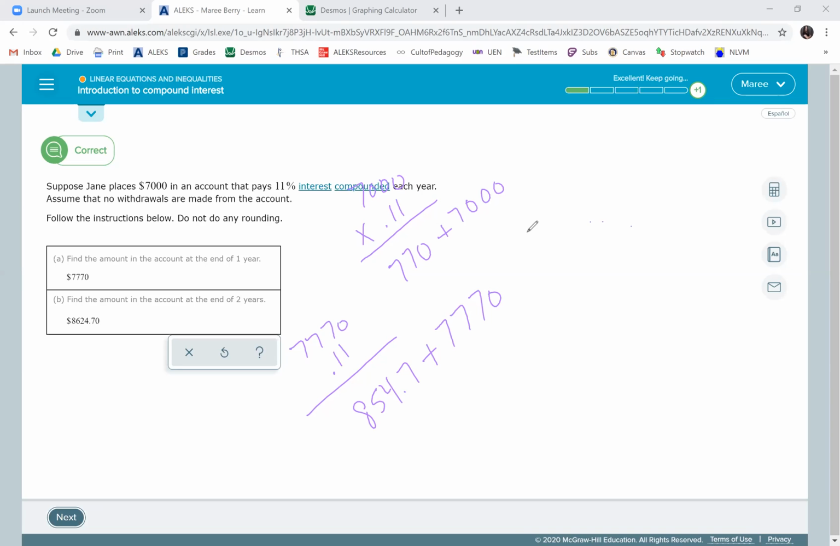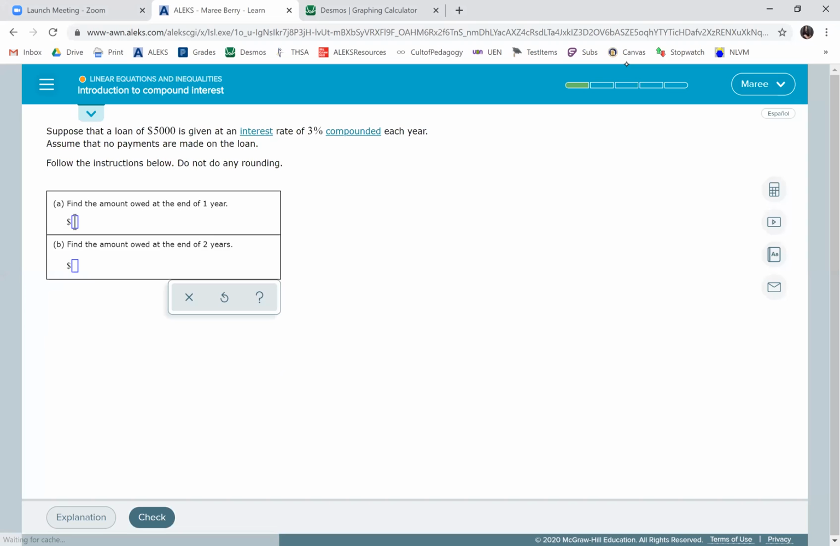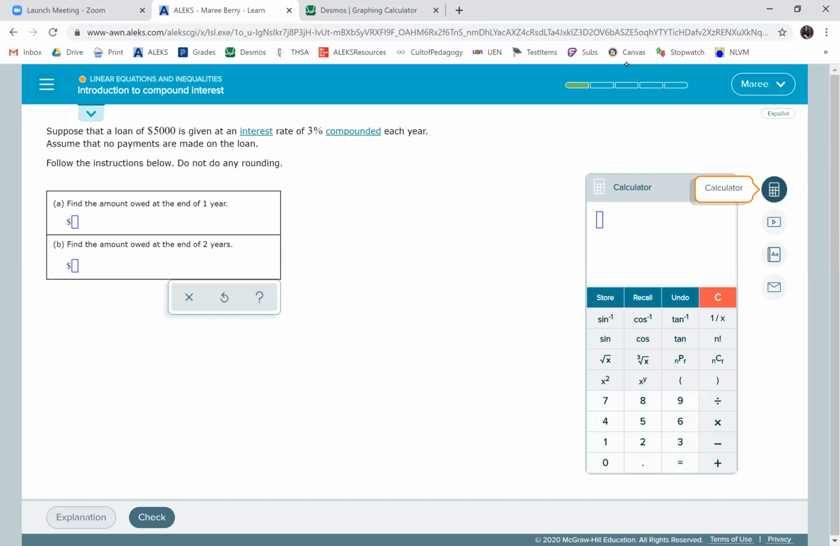Okay, let's do one more. Okay, so it's compounding 3%. So we take 5,000 times 3%, which is 0.03. Now, if you want to do it this way, where you times by 3 and then divide by 100, that's the same thing. It's 150, so we're going to add 150 to 5,000. And then we're going to take 5,150 times the 3%. $154.50 plus, and we have to add that 5,150. That was the amount at the end of the year, and the total is $5,304.50.